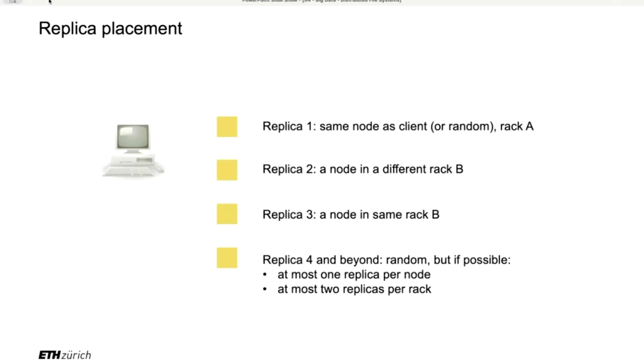And then for more replicas, if you have a replication factor higher than 3, then of course at most 1 per node. It doesn't make sense to store the block twice, 2 replicas on the same node. And at most 2 replicas per rack, right? It doesn't make sense to go 3 or beyond.